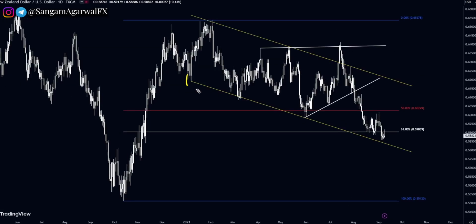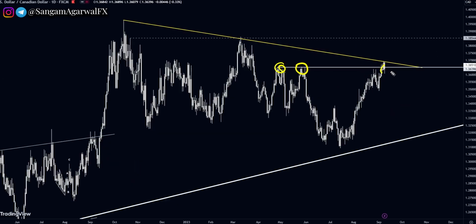Then New Zealand dollar: price is testing this lower trend line, a strong trend line. If the dollar becomes weak, then you can buy on this trend line retest, and the next target is 62.49.